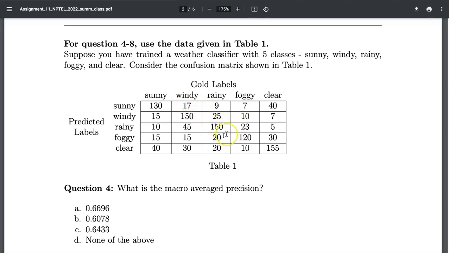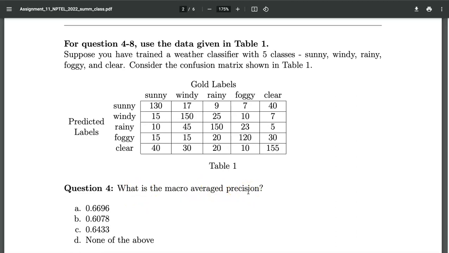Let's check this row, clear and rainy. This row says there are 20 times when the gold label is rainy, but your model predicted clear. So this is a confusion matrix, and given this confusion matrix, they are asking 5 different questions. What is the first question? They are asking you, what is the macro average precision?